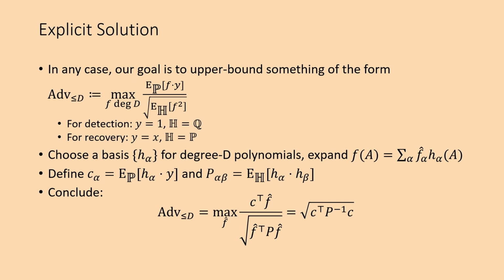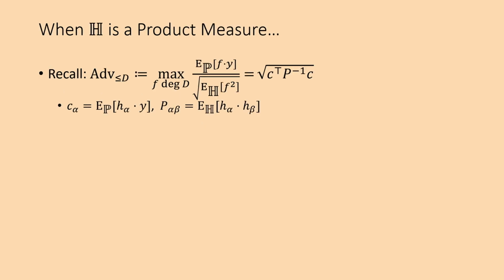Although the P inverse here is going to be the main issue. So even though we can explicitly compute C and P, the P inverse turns out to be a real technical issue if you want to actually prove something. And so we're not quite done here, at least not in all cases. But there is one special case in which we are essentially done.